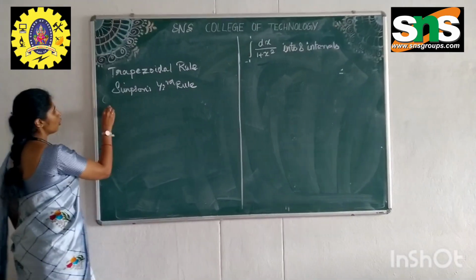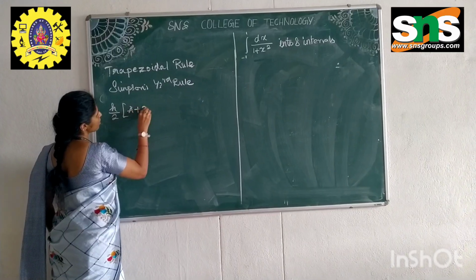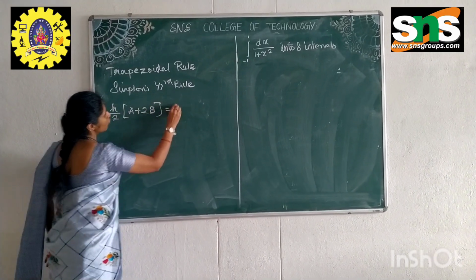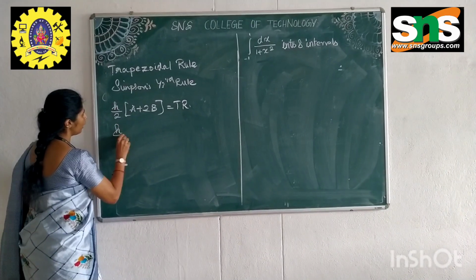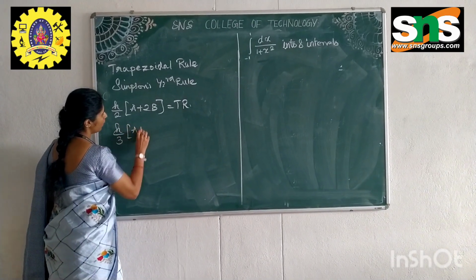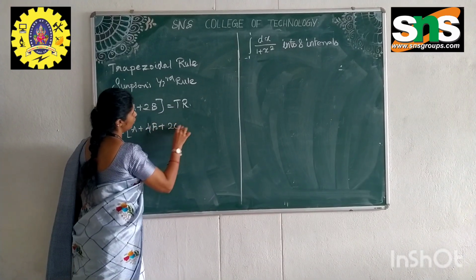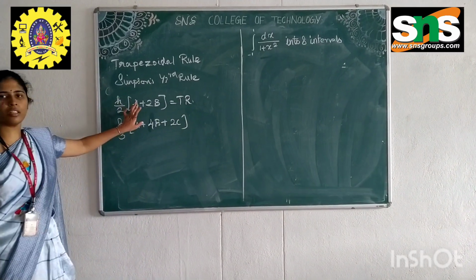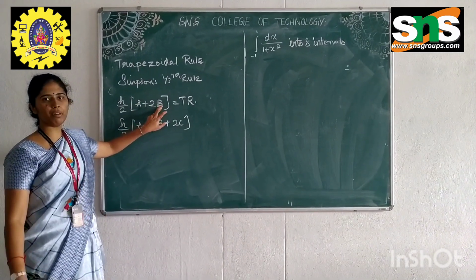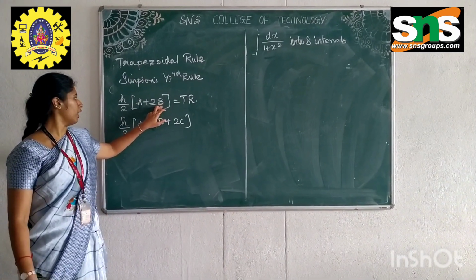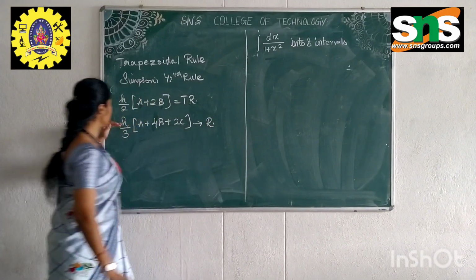The formula for the trapezoidal rule is h by 2 [a plus 2b]. Whereas in Simpson's rule we use the formula h divided by 3 [a plus 4b plus 2c]. Here a represents the first and the last ordinate in the interval, and b represents the remaining ordinates of the interval, where h is the interval.